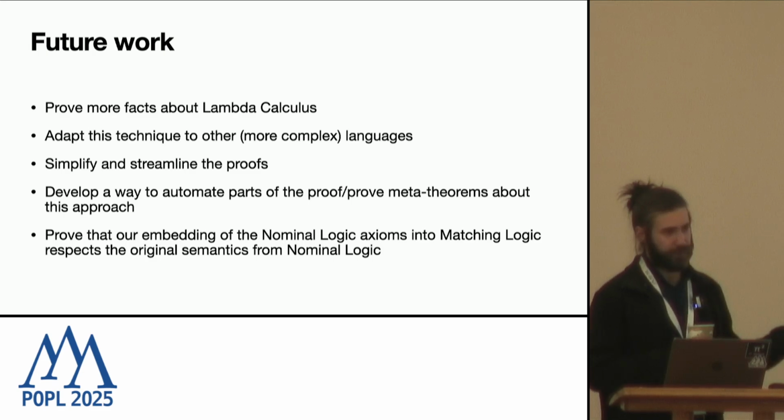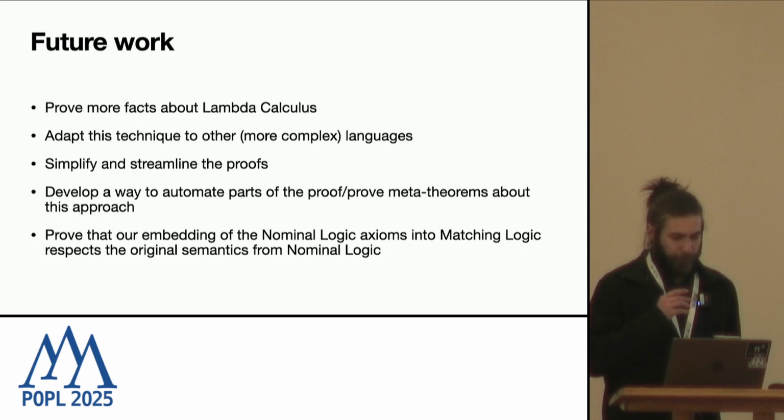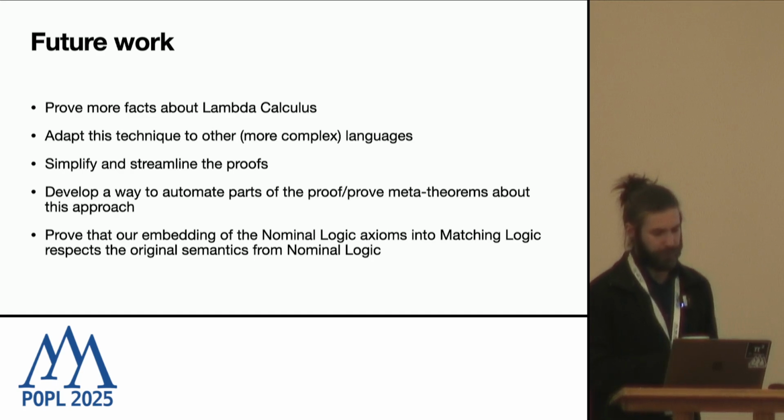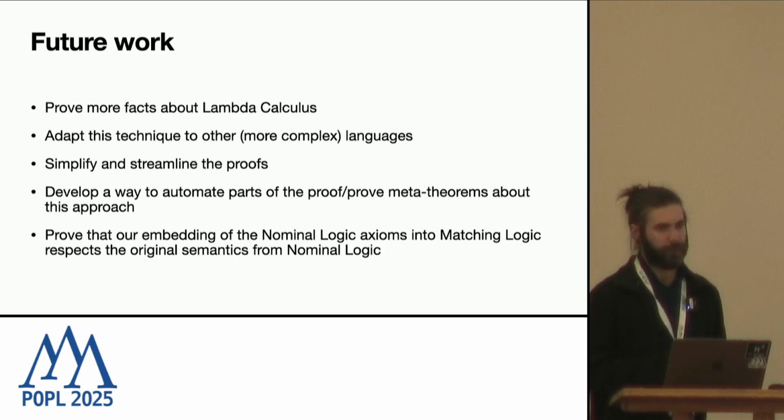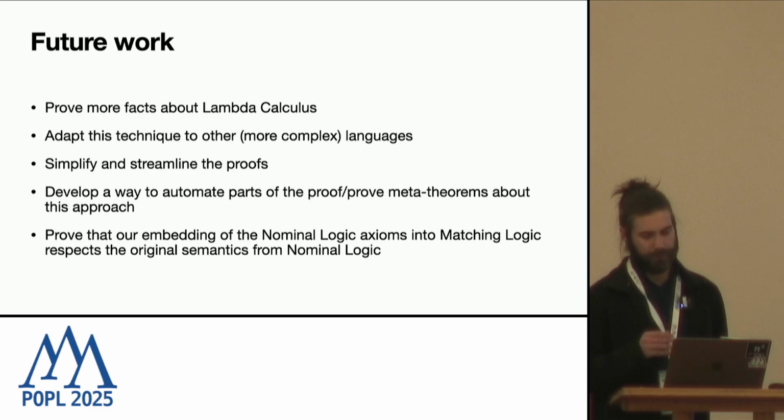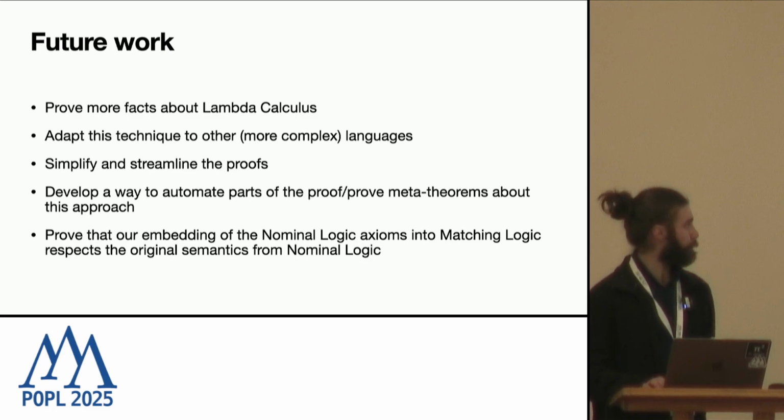Because this is a new proof assistant, and I was effectively working alone, a lot of things took a lot of time, a lot of very simple things, but we hope that we can make things much more streamlined in the future. And we want to also prove that this embedding of the nominal logic axioms that we chose is faithful to the original semantics of nominal logic. At the moment, for our current work, we just translated them as best as we could and as it made sense to us for this work.